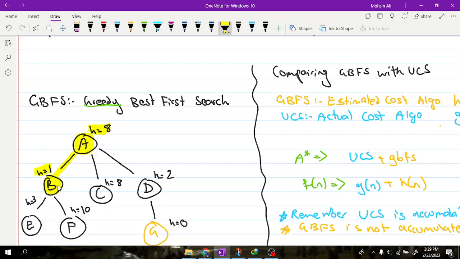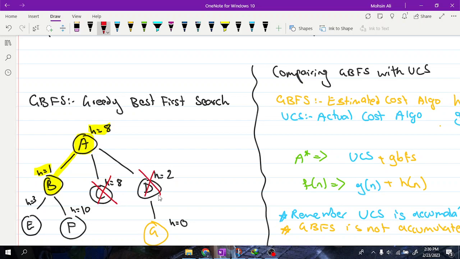Then we're going to see which of the nodes from B has the smallest heuristic. Unlike in UCS, in which we were looking at every single neighbor, in this one we're only looking at the current neighbors of that node. What I mean by that is once I go down the rabbit hole, I cannot go back up, which means that I cannot choose C or D any longer.